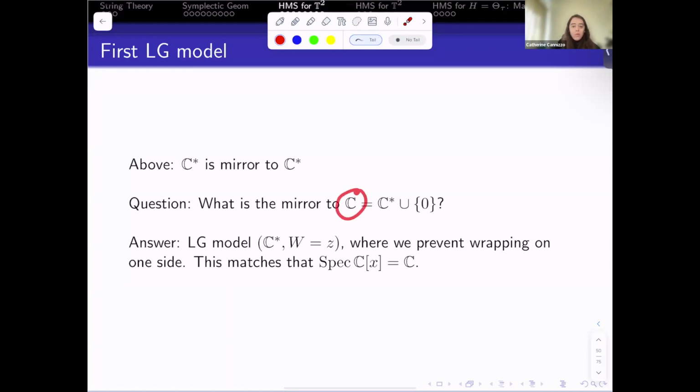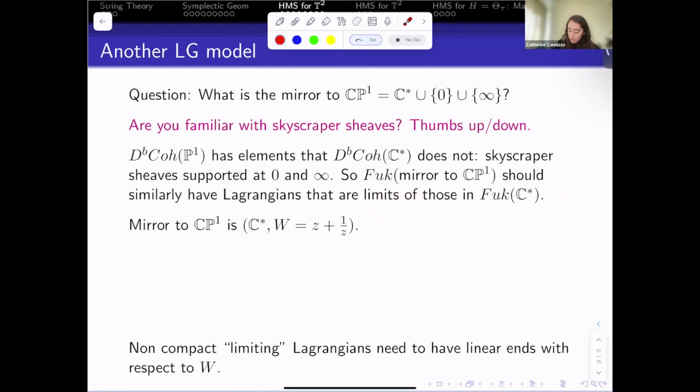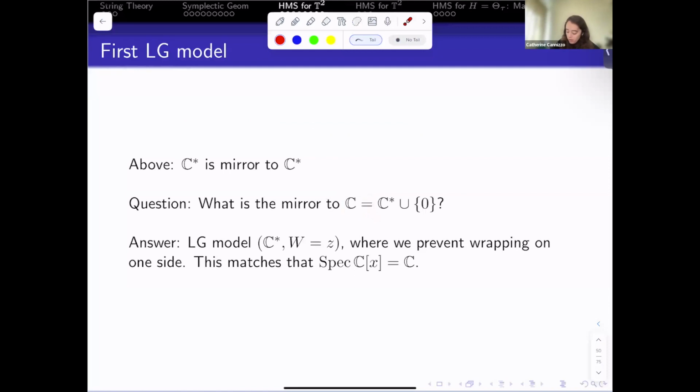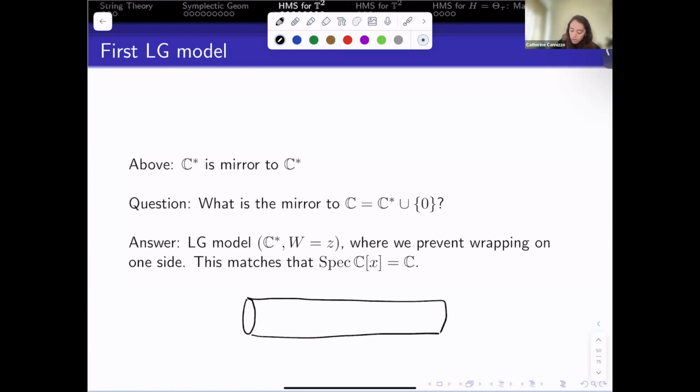Functions on C, now we can't divide by x because we have this 0. So in terms of the algebra of functions, now it's C of x. Geometrically, what that corresponds to, on the symplectic side, we have our Lagrangian here.